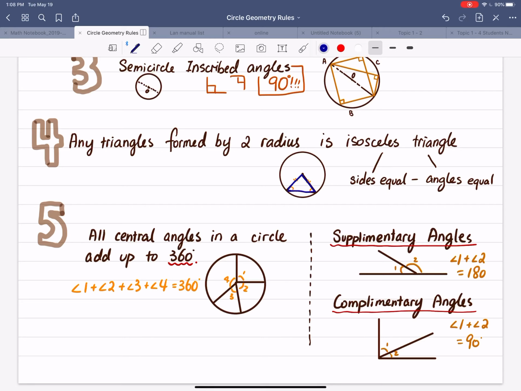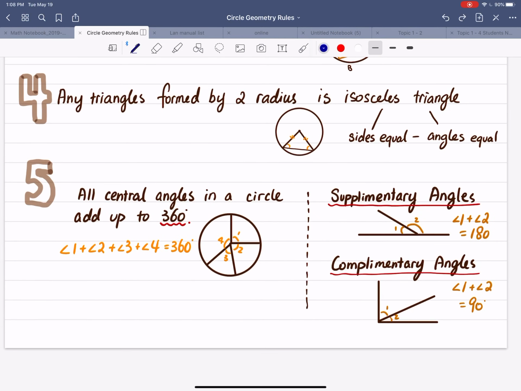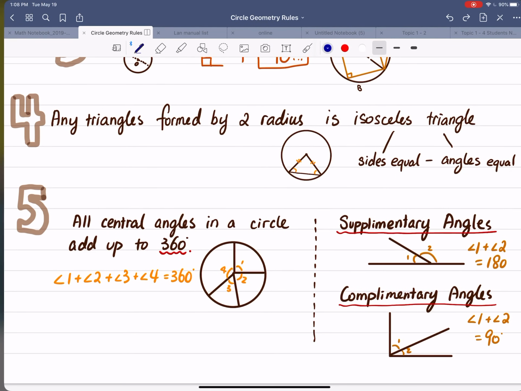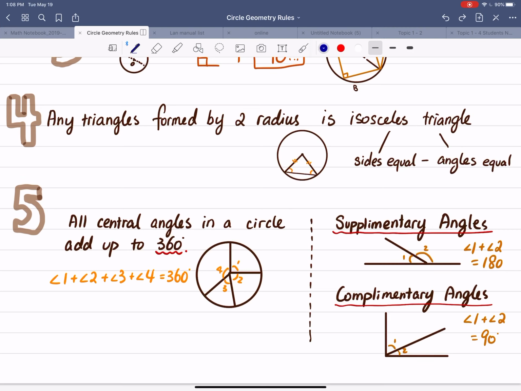The other rule is, any triangle formed by two radii, if you see something like this, means the two sides are the same, of course, because they're all radii, and the two angles are the same, okay? They're isosceles triangles, same sides, same angles. And rule number 5, all central angles in a circle add up to 360, just like all parts of a pie, okay? So they add up to 360.